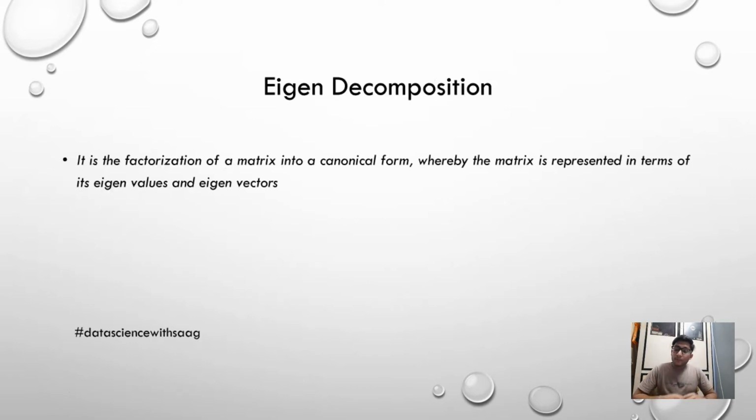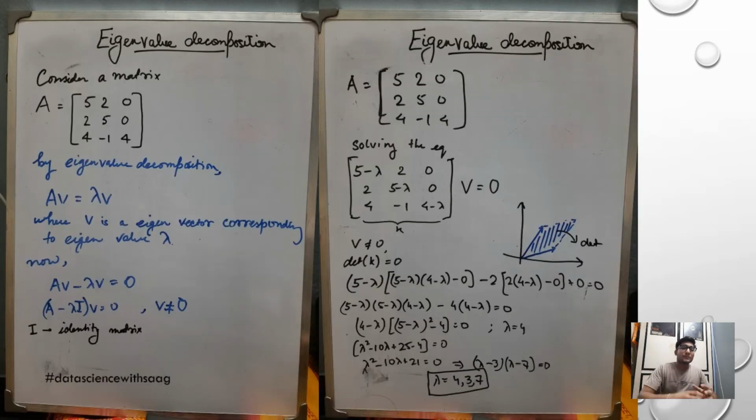Eigen decomposition. Now, using the concept of covariance matrix, eigenvalue, and eigenvector, we know that PCA can be computed using eigen decomposition. So, what is eigen decomposition? It is the factorization of a matrix into a canonical form, whereby the matrix is represented in terms of eigenvalues and eigenvectors. Very simple. We are taking a matrix and transforming it using the set of eigenvalues and eigenvectors. Here we have the computation of a matrix by eigen decomposition.